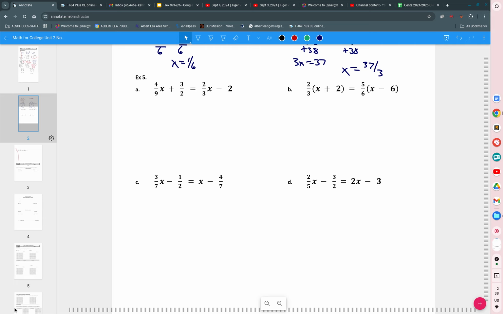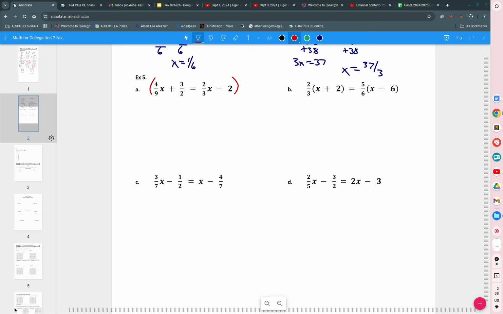So I would like to suggest that we just never really work with fractions. Is everybody okay with that? Should we just get rid of them? Then let's get rid of them. So we're going to get rid of them. In order to get rid of them, I'm going to multiply through by a number.